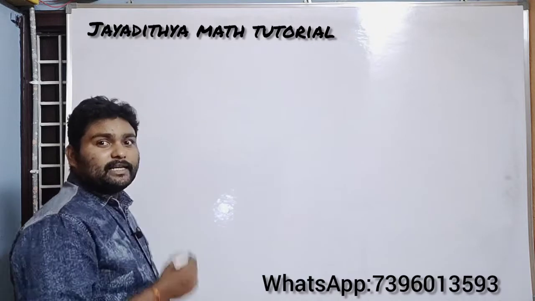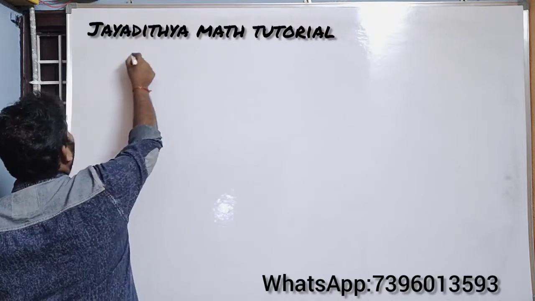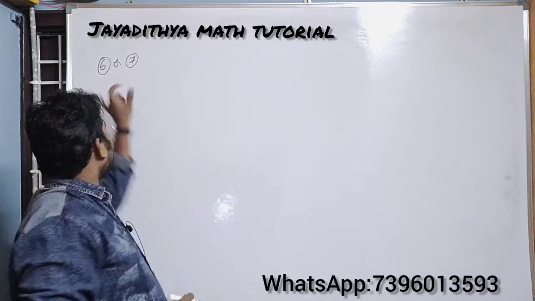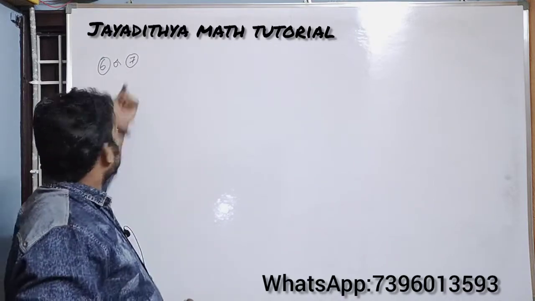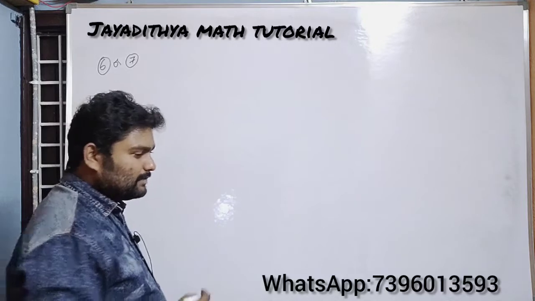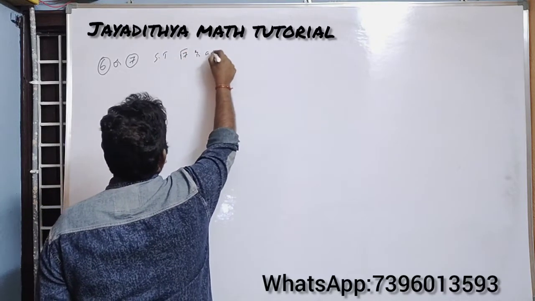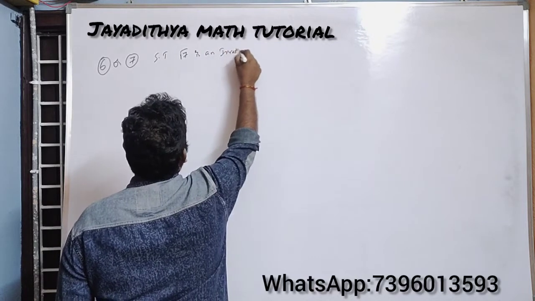Right, Anna? Let us go for the next problem, that is the 7th problem. You have an internal choice between 6 and 7, Anna. So you should attempt either 6 or 7. You should attempt any one. The 7th question is: show that root 7 is an irrational number.